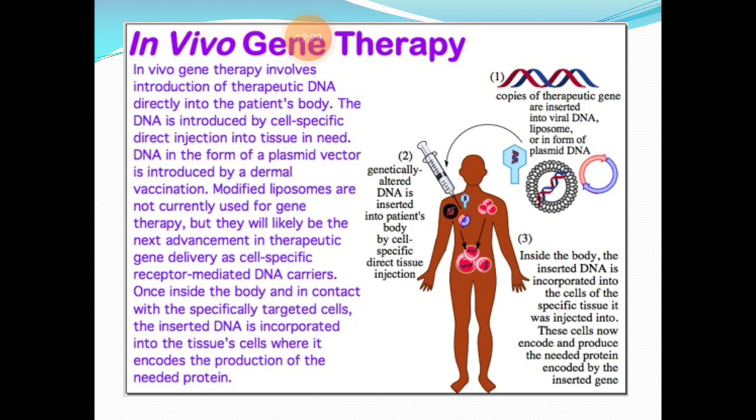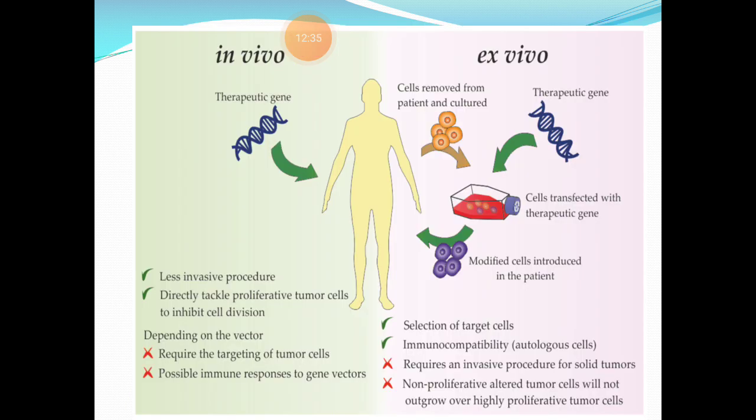Right now, modified liposomes are not currently used. They are making use of viral systems only. This plate gives a comparative account of in vivo gene therapy with ex vivo gene therapy. So here is the patient. Therapeutic gene is directly introduced into the body of the patient. This is a less invasive procedure. Directly tackle the proliferative tumor cells to inhibit cell division. But the drawbacks are require the targeting of tumor cells, possible immune responses to gene vectors.